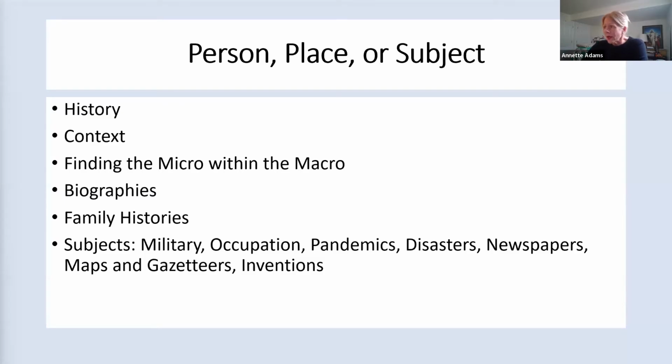So one of the things we want to focus on when we're searching online is a person, place, or subject. We want to look for historical information. We want to understand the context. We want to find the micro within the macro. We want to be looking for biographies and family histories. And we want to search by subject, such as military, occupation, pandemics, disasters, newspapers, maps, gazetteers, and inventions. And many of these things can be found online. And if we can find a story, we might be able to find either our ancestor within that story or someone related to them through cluster research.